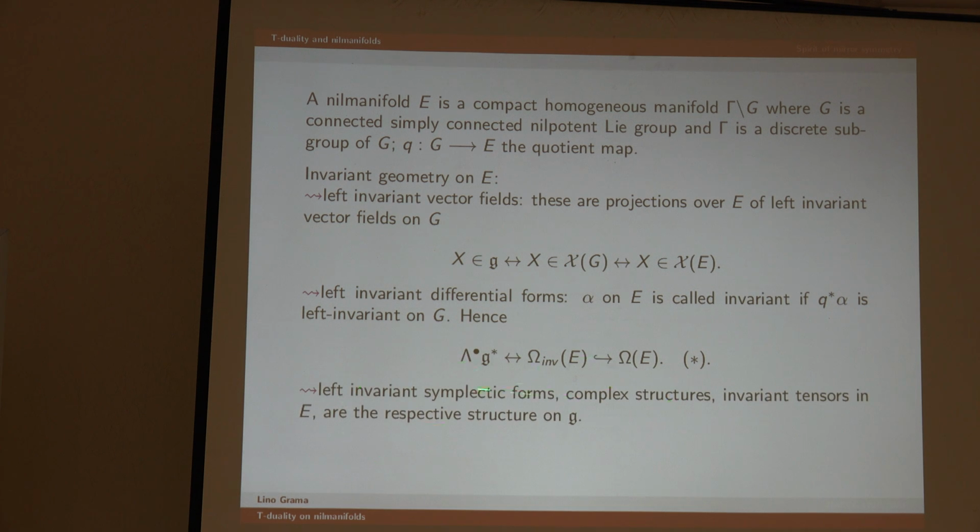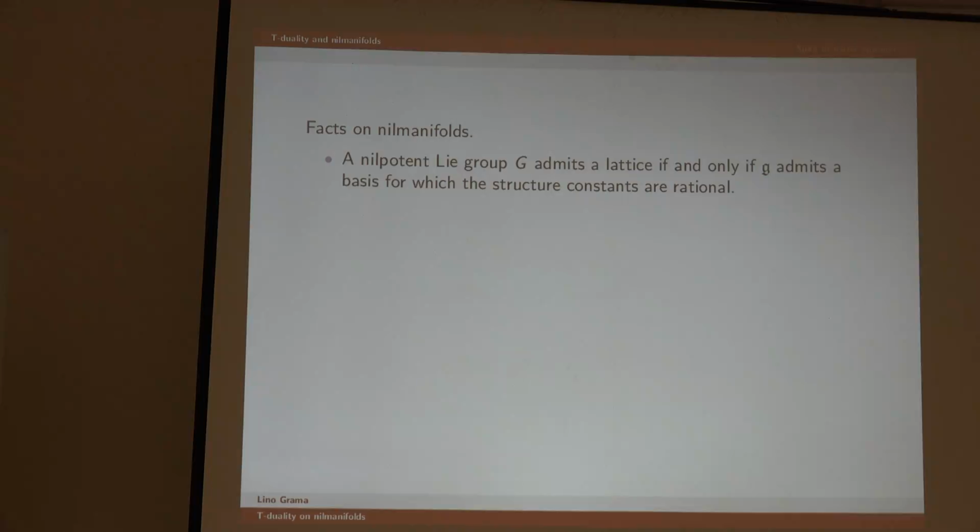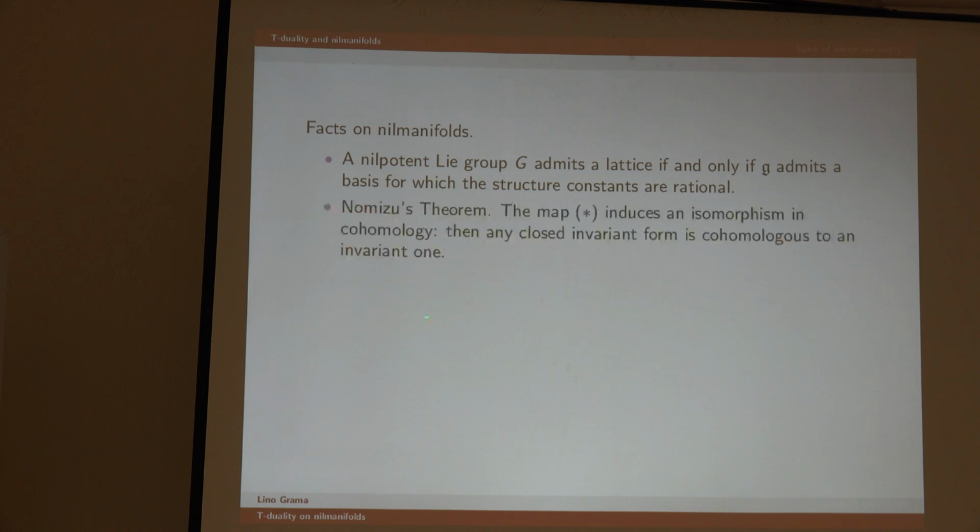Symplectic invariant tensors on the nilmanifold we can study via Lie theory, by symplectic and complex forms on the Lie algebra. A nilpotent Lie group admits a lattice if and only if the Lie algebra admits a basis for which the structure constants are rational. Maybe a nilpotent Lie group cannot admit such a lattice. And by Nomizu's theorem, we can consider just closed invariant forms.